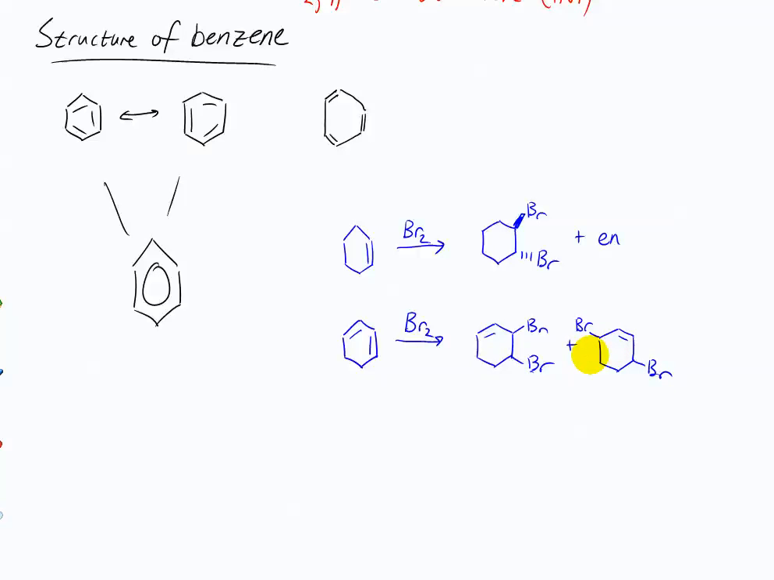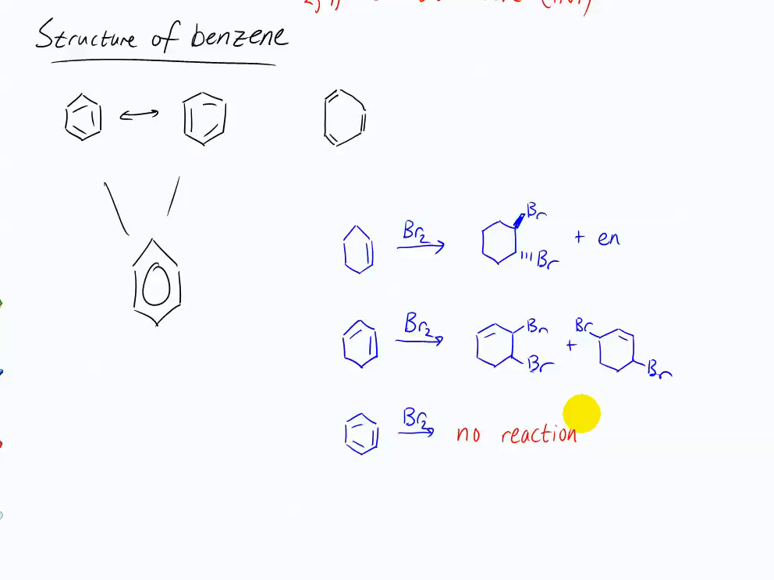Okay. So now let's move to benzene. What happens if you just add one more double bond and react this with bromine? Nothing. Nothing. Why do you think that is? Yeah, because it's extremely stable. It's extremely stable.